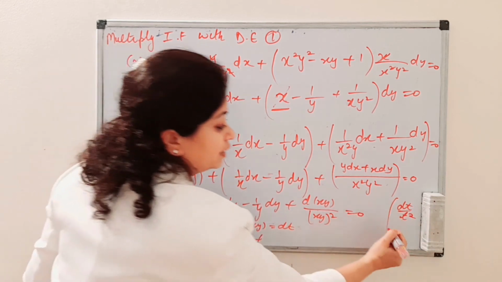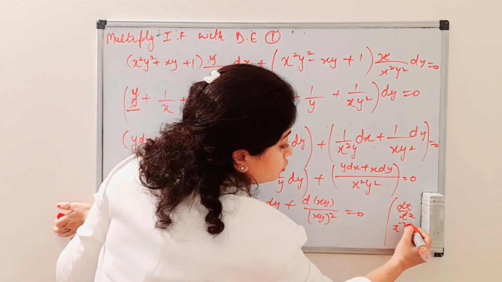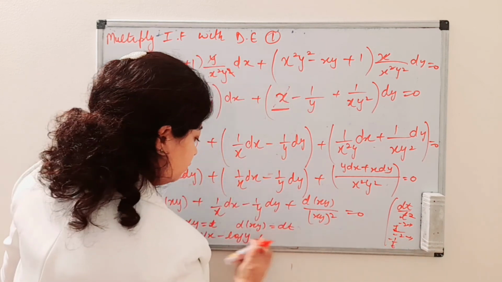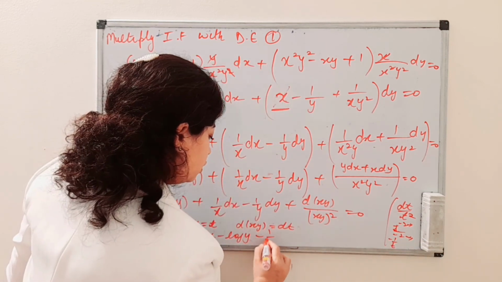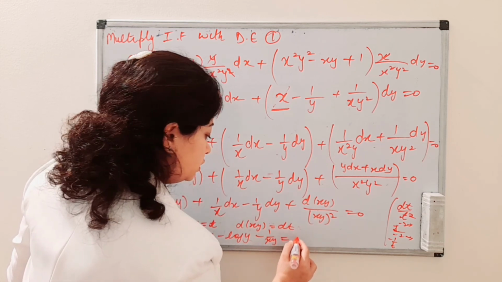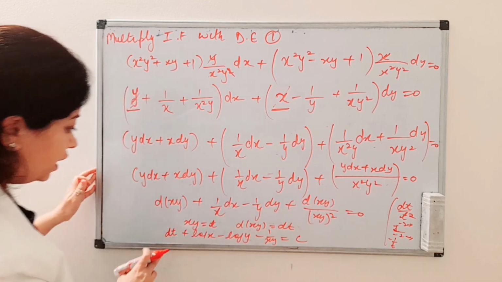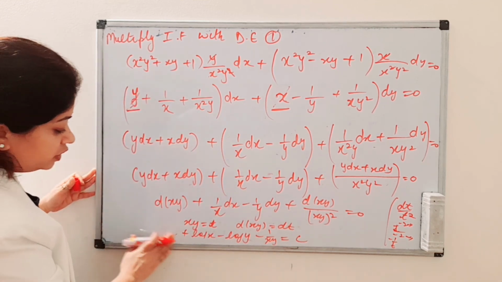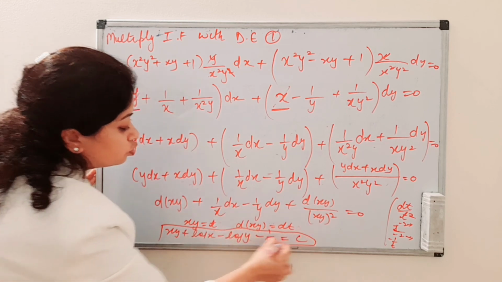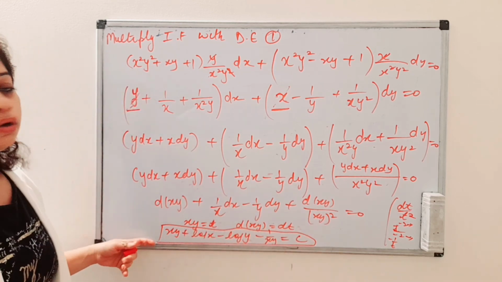How do you integrate dt by t square? t raised to the power minus 2 plus 1 upon minus 2 plus 1, that means minus 1 upon t, that means minus 1 upon xy is equal to c. And this was dt; if you integrate, it will be t, meaning xy. So this is the required solution.